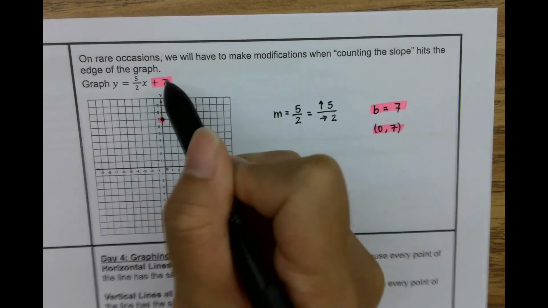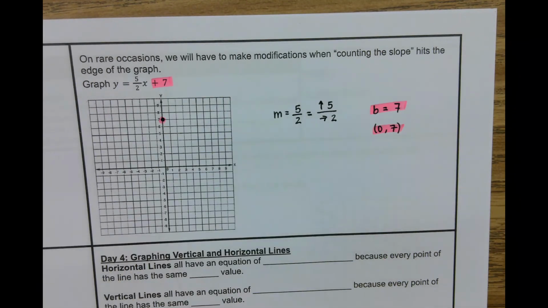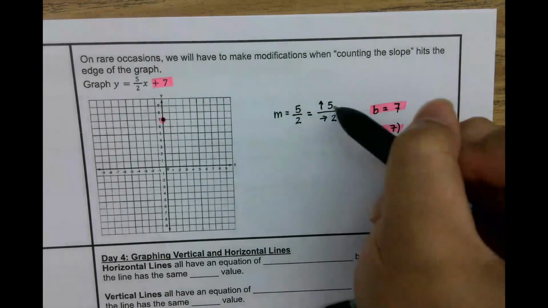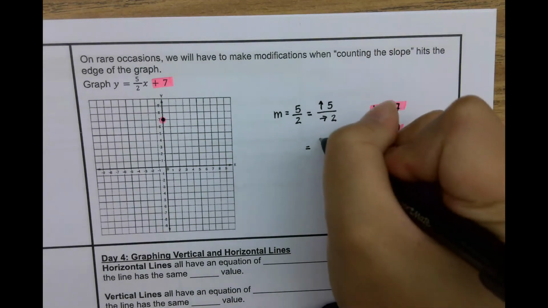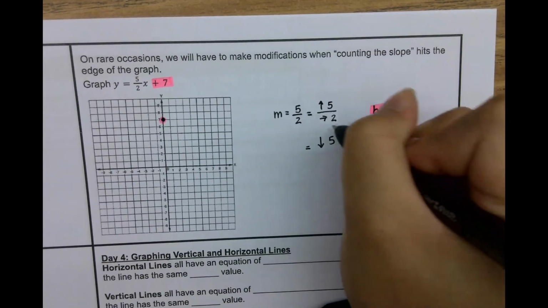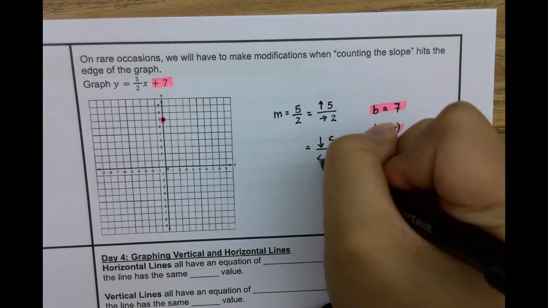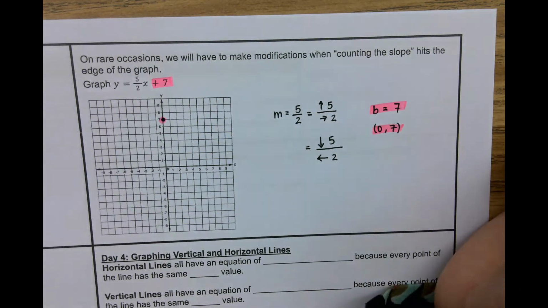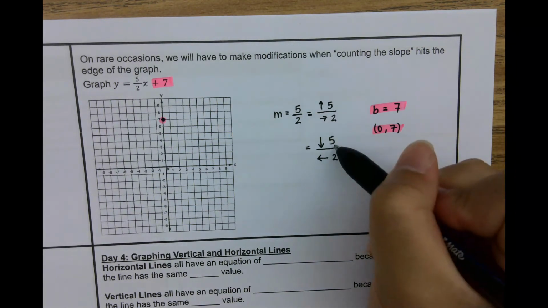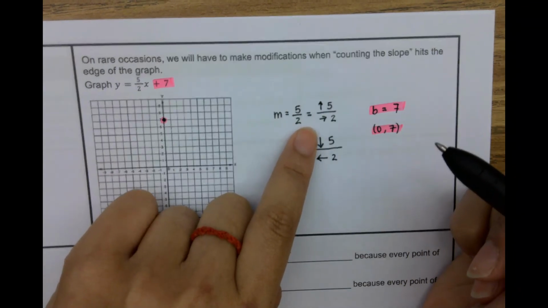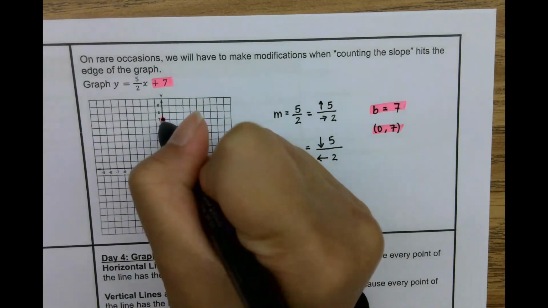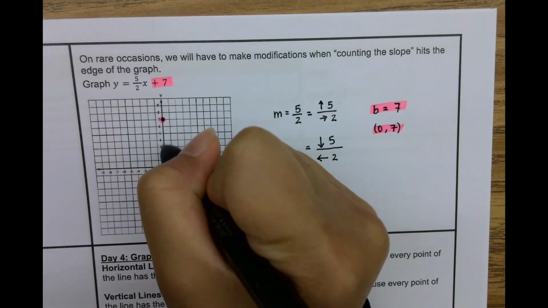It won't be accurate. So when this happens, what we're going to do is the complete opposite of this. Instead of going up 5, we're going to go down 5. And instead of going right 2, we're going to go left 2. The reason why is because down is negative, left is negative, and a negative over a negative still gives us that positive, so it still works. So I'm going to go down 5, 1, 2, 3, 4, 5, and then left 2, 1, 2.